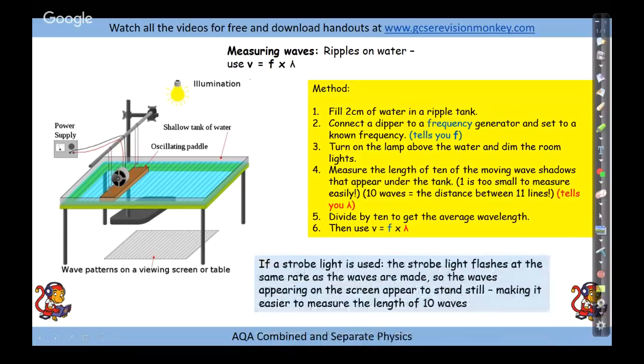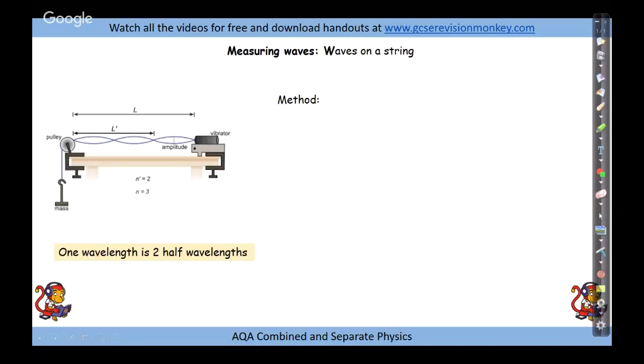Now, the only difference you may see in the exam is that they might possibly use a strobe light. A strobe light is one that flashes at the same rate as the dipper. And if it flashes at the same rate as the dipper, you're going to see the waves appear to stand still underneath. Okay, and that's really nice because it makes it easier to measure the length of 10 waves. If they're all stood still, you can measure the length of 10 more easily than if the light is on permanently. You're going to see the waves move across the screen, and it'll make it more difficult to measure the length of 10.